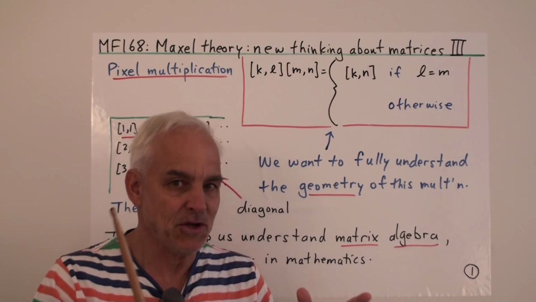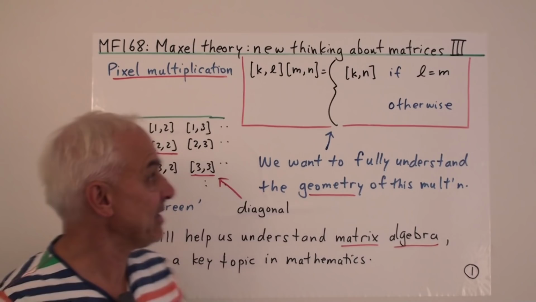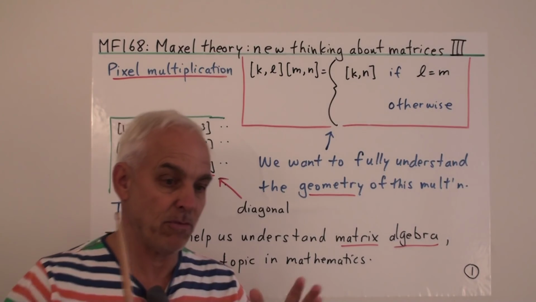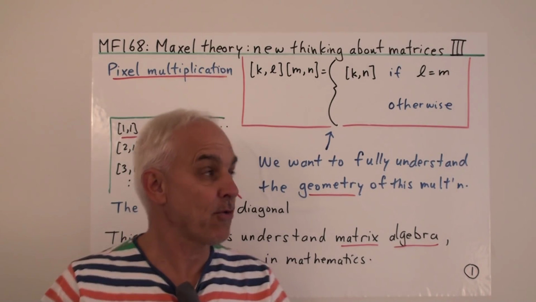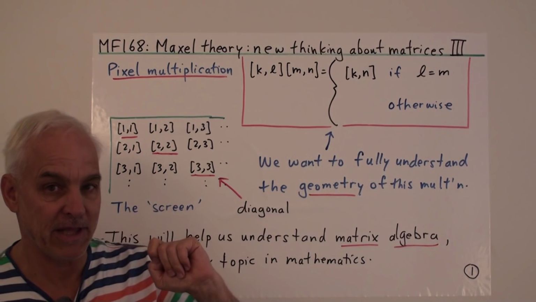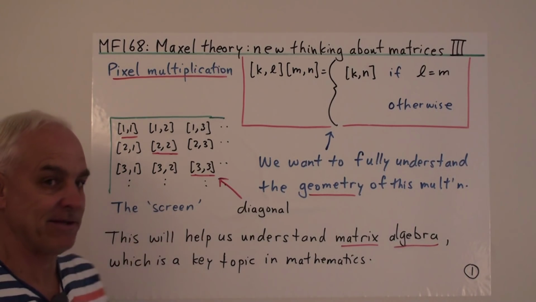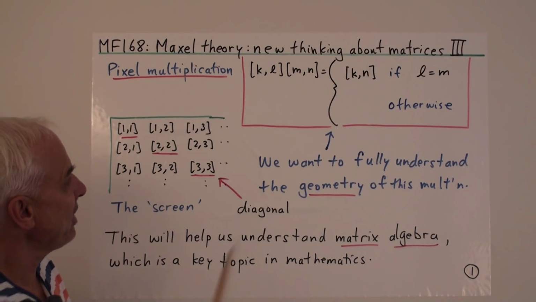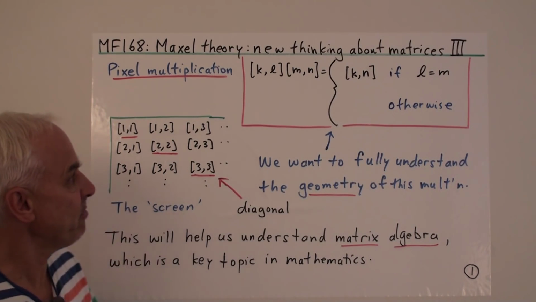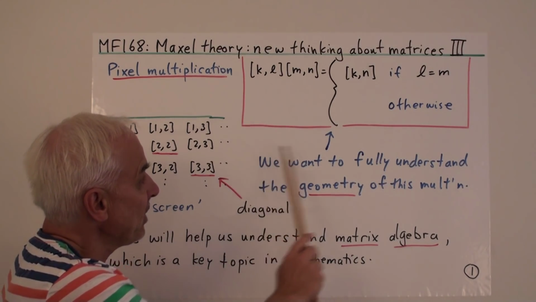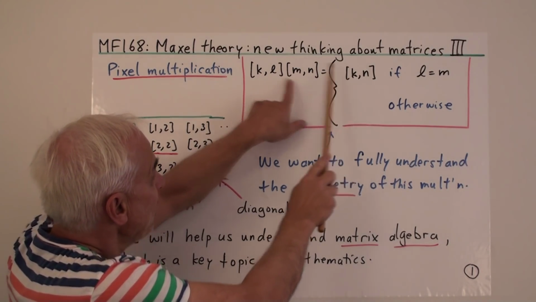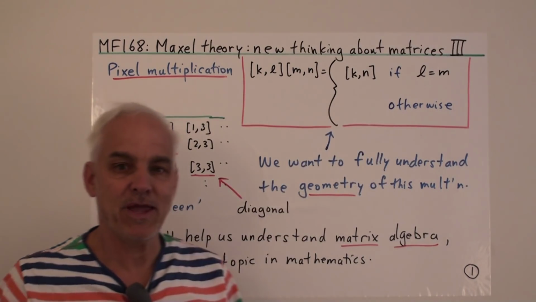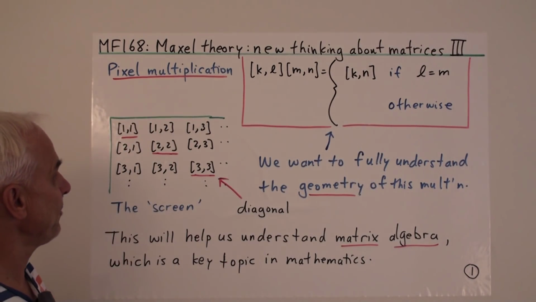So we've been introducing a new way of thinking about matrix algebra via these things called maxils, which are multi-sets of pixels. And it turns out that the usual matrix multiplication is really a consequence of this more fundamental pixel multiplication, which is just happening at the level of pixels. So a pixel is a little two-list consisting of natural numbers, and here's how we multiply two such pixels. KL times MN is going to be the pixel KN if these intermediate ones are equal, if L equals M. And otherwise, we get emptiness, nothing at all.